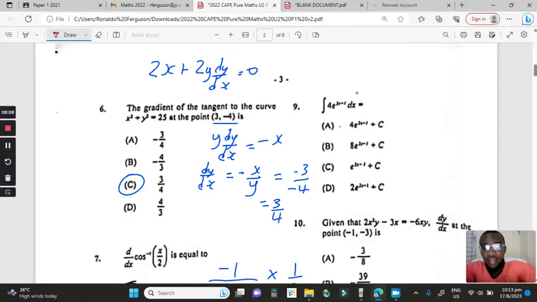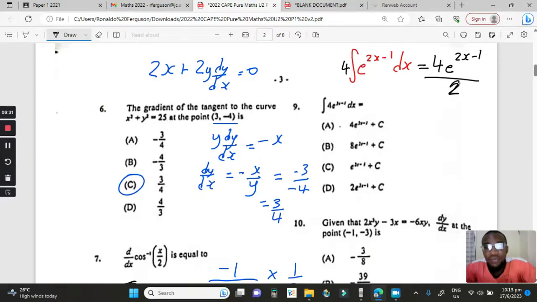Number 9, when you integrate, this is e to the 2x minus 1. If you're not seeing it so well, neither am I, so that's why I'm writing out the question. It's just how the paper was. So integrate, and the 4 is outside. Integrate this: it is 4e to the 2x minus 1, divided by 2. 4 over 2 is 2e to the 2x minus 1. That's D.